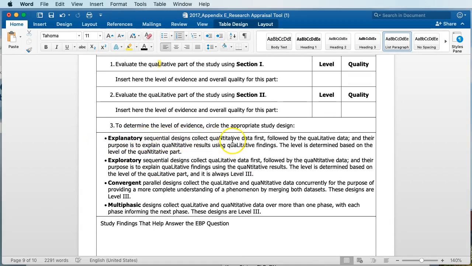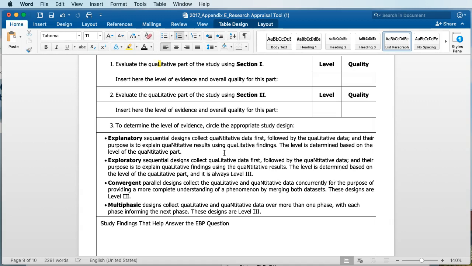Is it explanatory? Is it exploratory? Is it convergent? Is it multiphasic? So explanatory: they collected the quantitative data first, followed by the qualitative data, and they wanted to further explain the quantitative results. So the level is determined based on the level of the quantitative. I know that sounds a little confusing. Pretty typically mixed methods end up being more often than not level 3, but they could be level 1 or 2 if they did an intervention and wanted to come back and further explain what was happening.